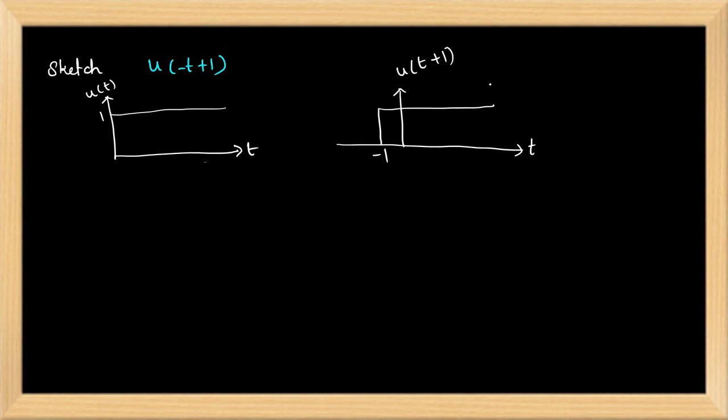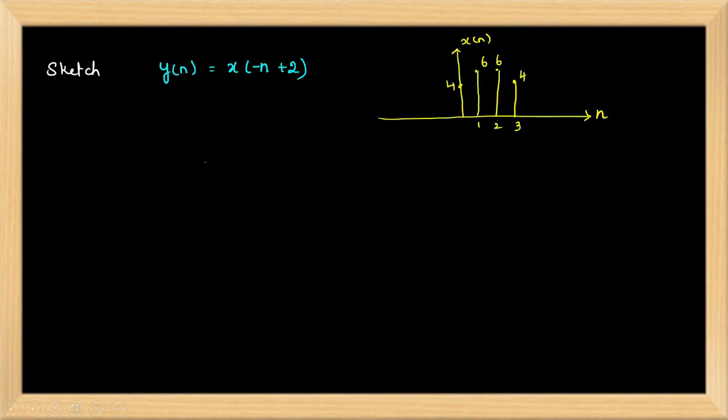Then after doing the shifting operation, we have to do the reversal. Reversal means folding about the origin. So our new signal will start from time 1 and reach up to minus infinity. So this is our u of minus t plus 1. Okay. We will see another example.